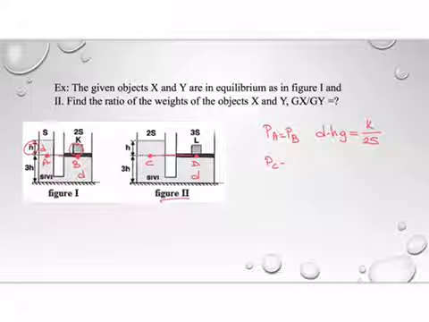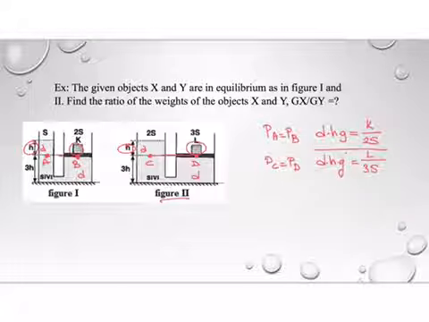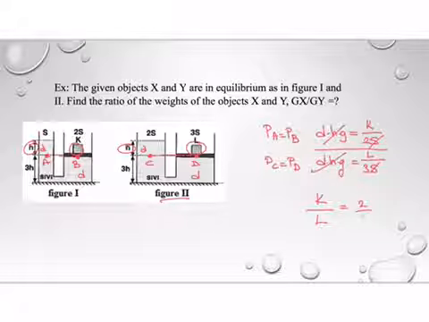In the second figure, again set 2 points at the same level, C and D. They should be equal. At the C, the D liquid with a depth of H exerted dHg pressure. At D, the pressure at D is exerted by the L object, which is equal to L over base area 3S. So when we take the ratio, we find the ratio of the weight of the objects K and L as 2/3.